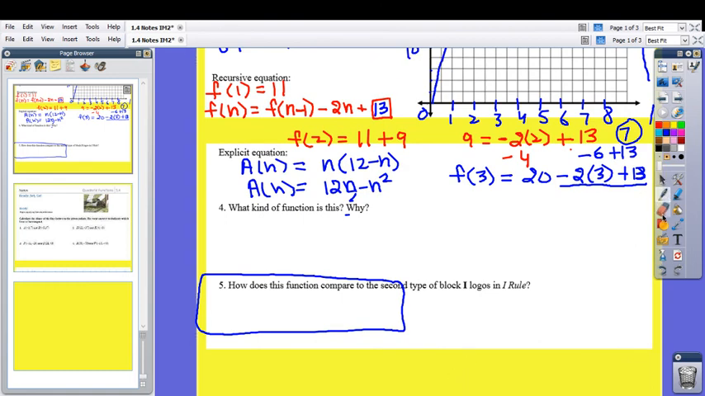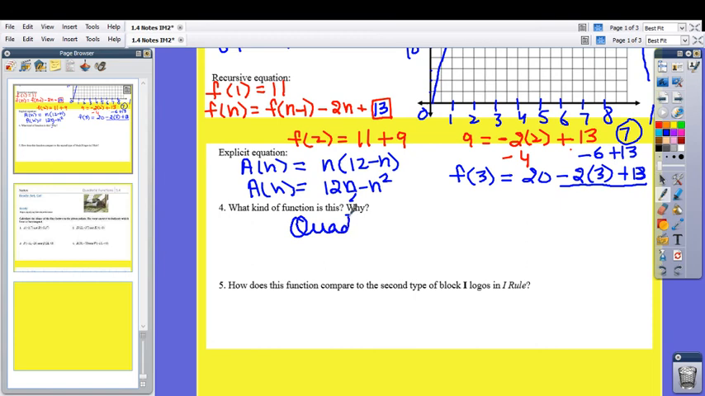Now what kind of function is it? It's a quadratic function. Why? Because we get a parabola as a graph, and it has this n squared term in it. Now if you remember, in the I logos, the I rule, the graph that we got was a parabola that was like this. In this, our parabola is going down.